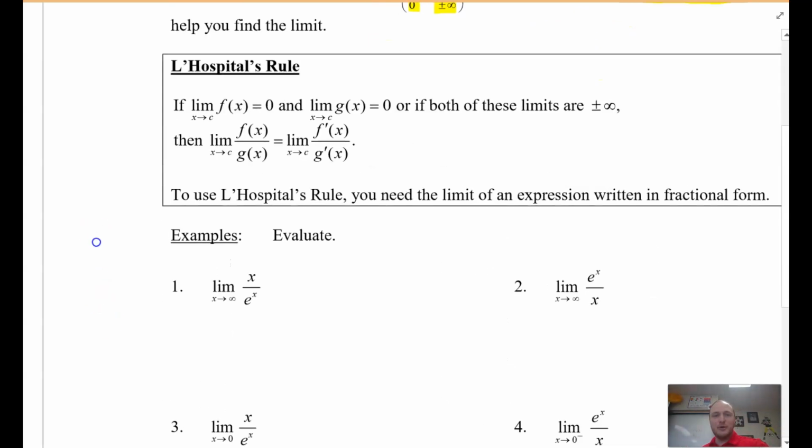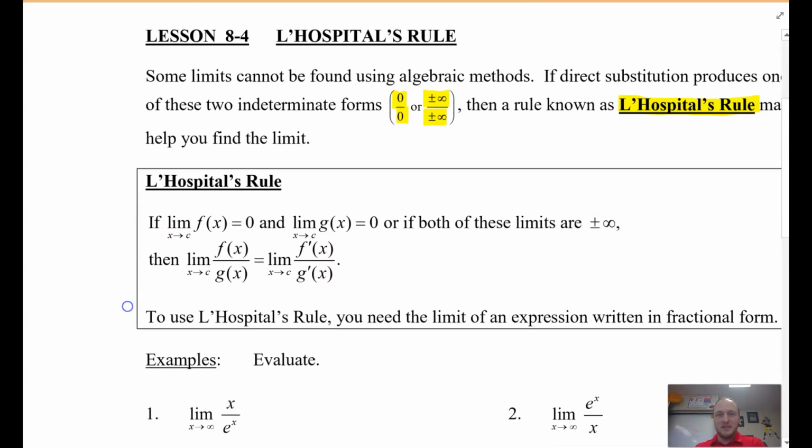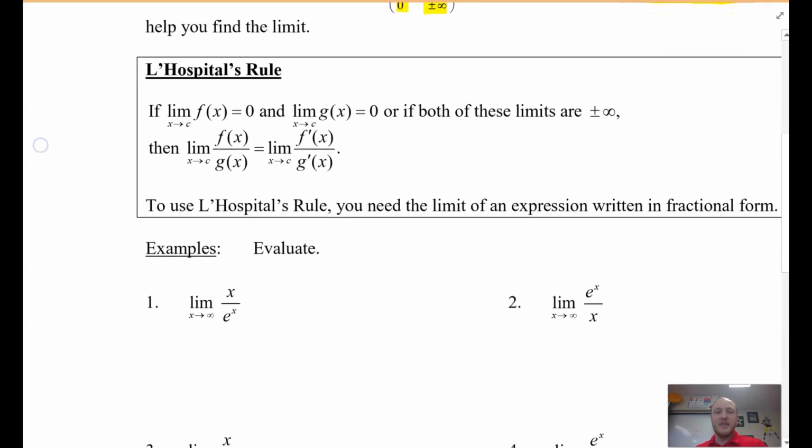And here's what L'Hopital's rule says. It says if the limit as x approaches c of the function on top equals 0, as well as the function on the bottom approaches 0, or if they're both positive or minus infinity, hint, hint, the indeterminate forms, then what we can do is calculate the derivative of the top and the derivative of the bottom, and we utilize that in our limit, and it's pretty simple.